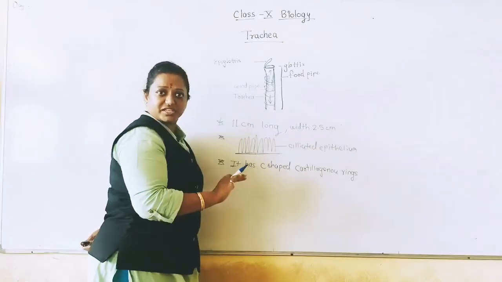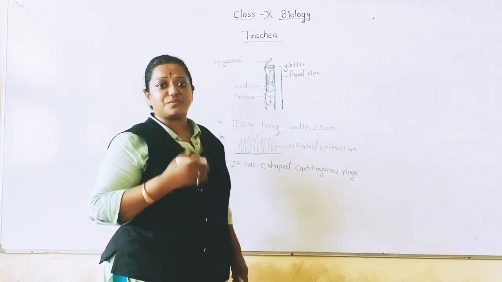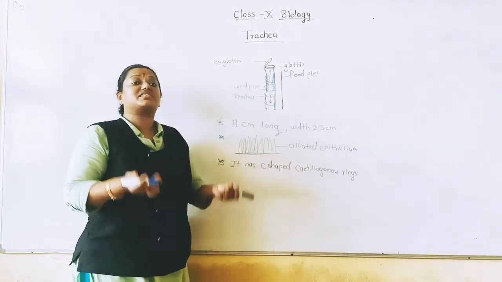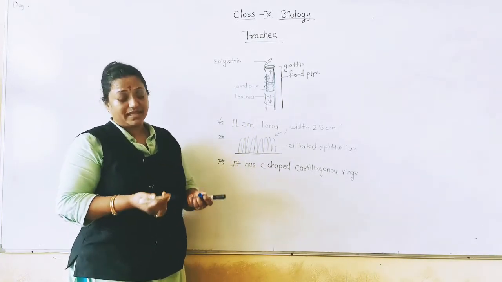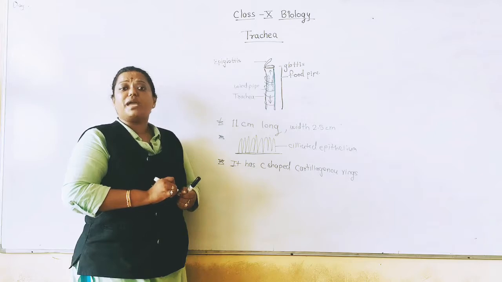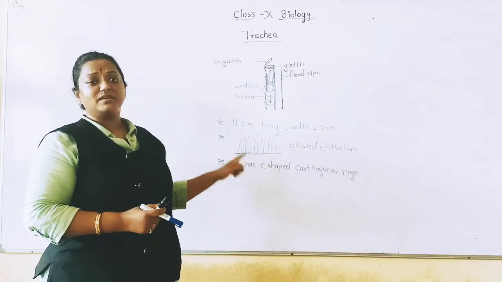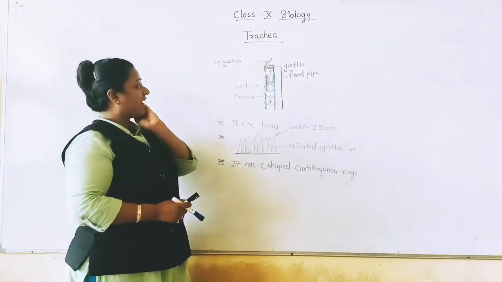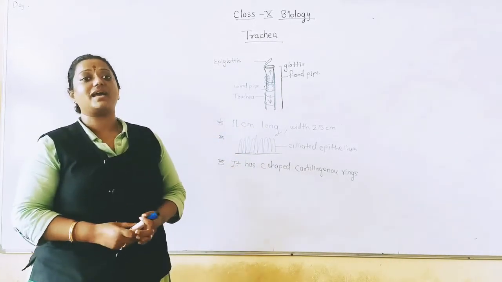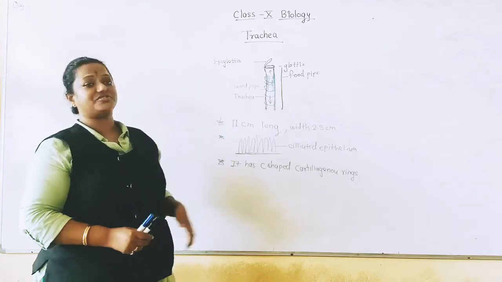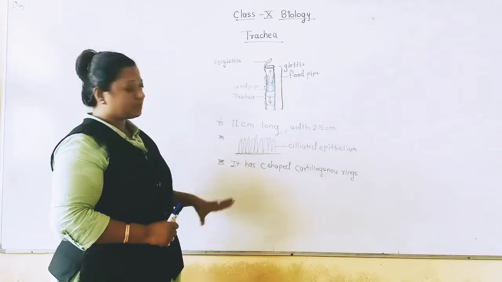Only that protection is given to what? The windpipe. Because we may breathe fast or we may take extra oxygen and exhale extra carbon dioxide. At that time it should not be harmful for the trachea, for the wall of the windpipe, so these C-shaped cartilaginous rings are arranged into the trachea. So I hope you understand what is meant by trachea.